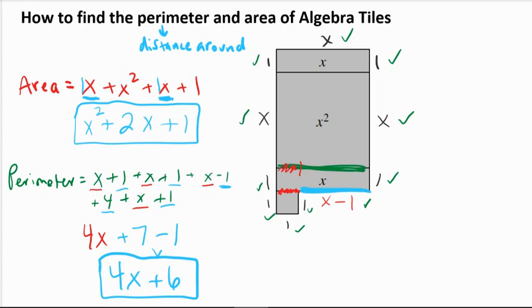So even though this was a negative 1, we're still going to combine it just like we would the other units. Okay, so reminder, area is the name of the tiles, and then perimeter is going to be the distance around the outside.